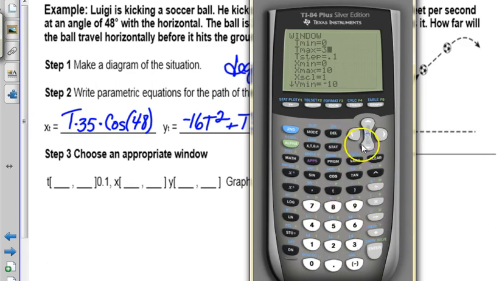X is the distance horizontally away from me. How far do you think a soccer ball could fly? Okay, so let's try 90 for the max. Y is the height, okay? I don't know, 30 feet in the air, what do you think? Okay. My window's too big, but will it work? Yes. Okay.